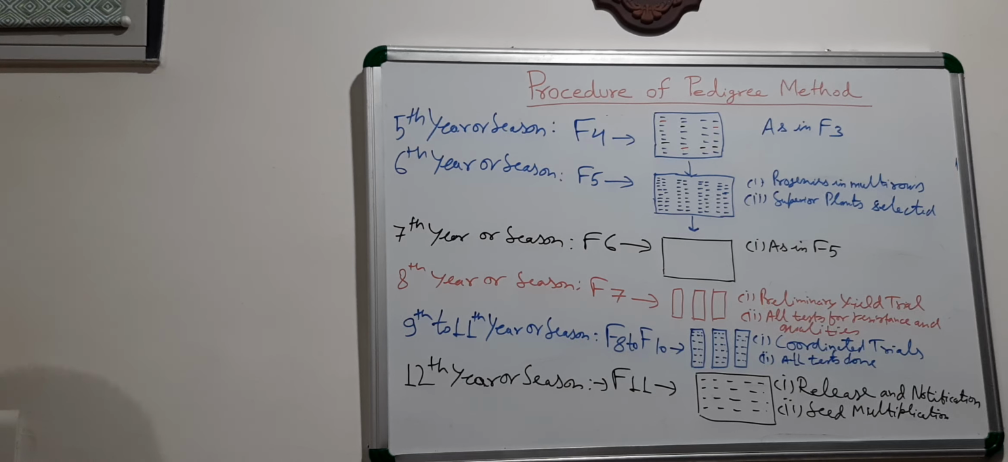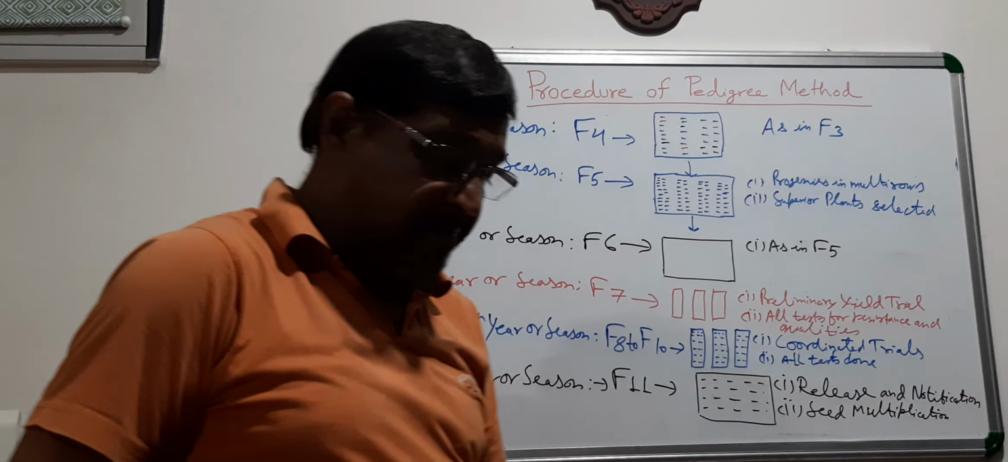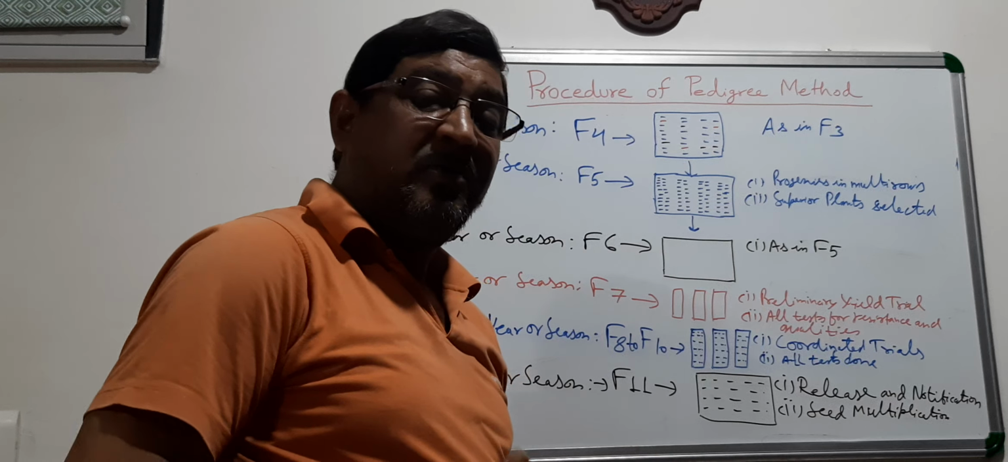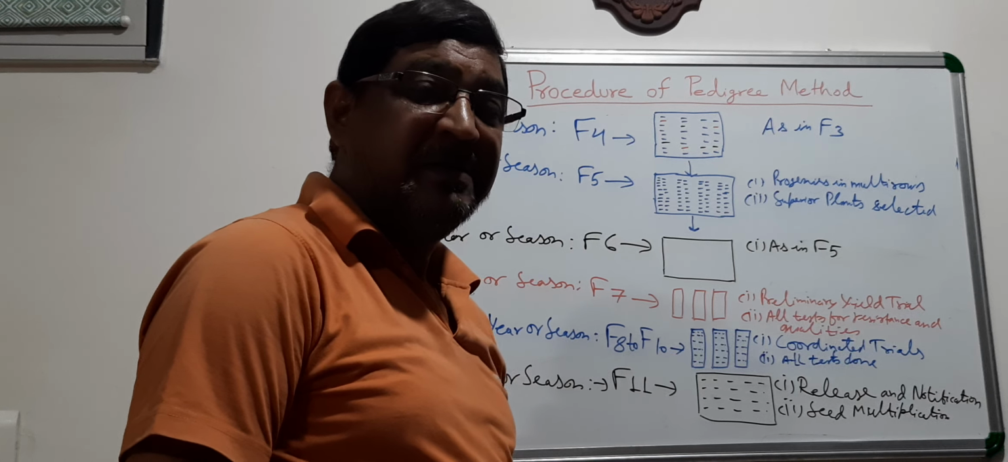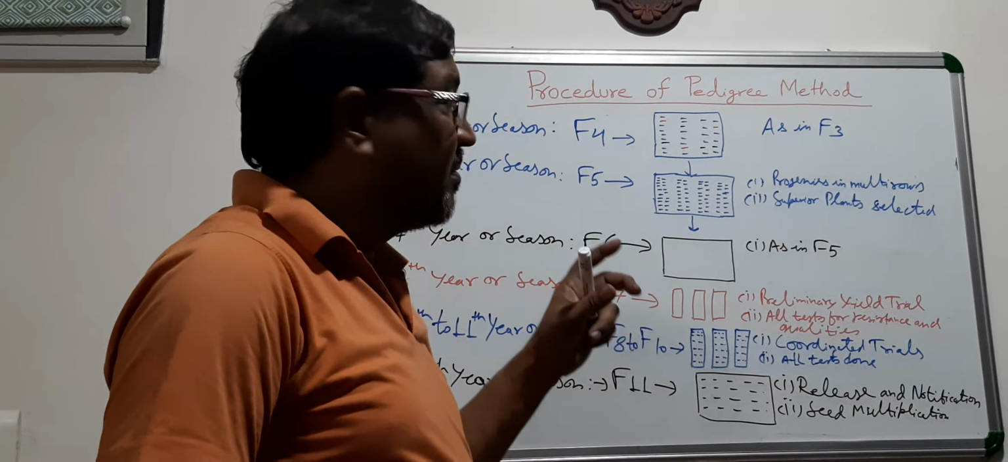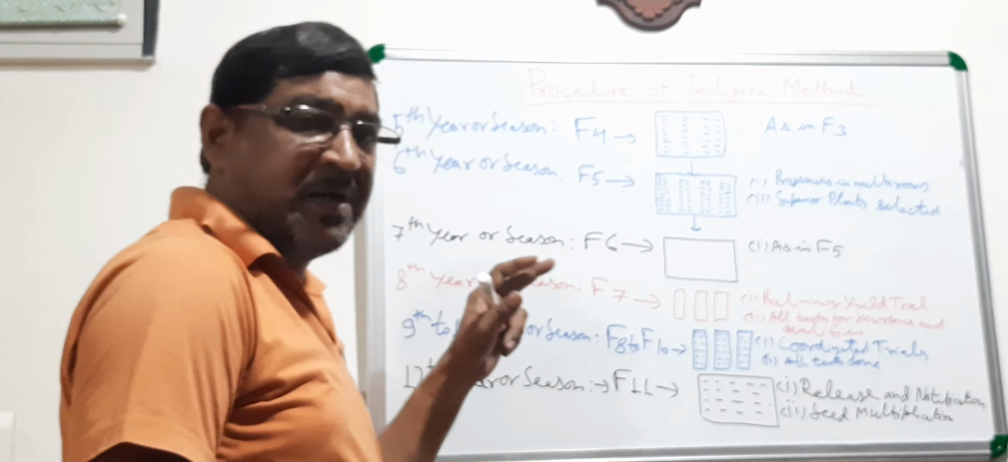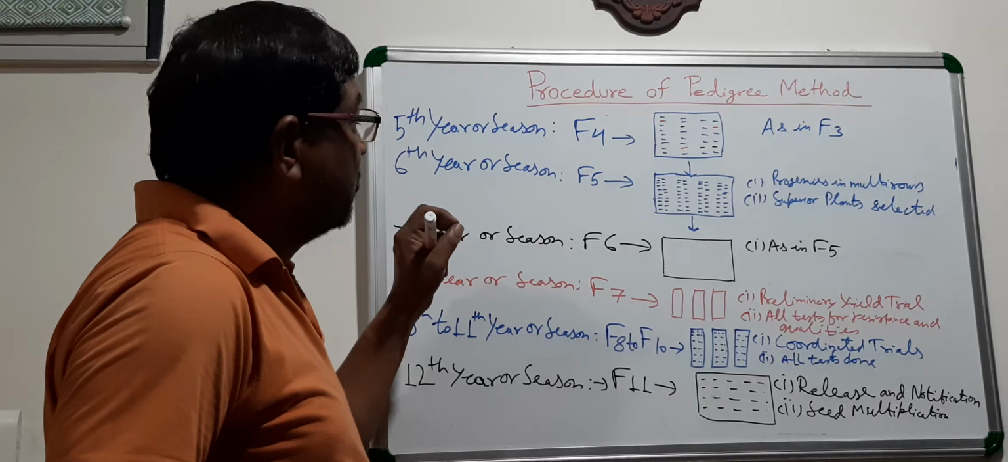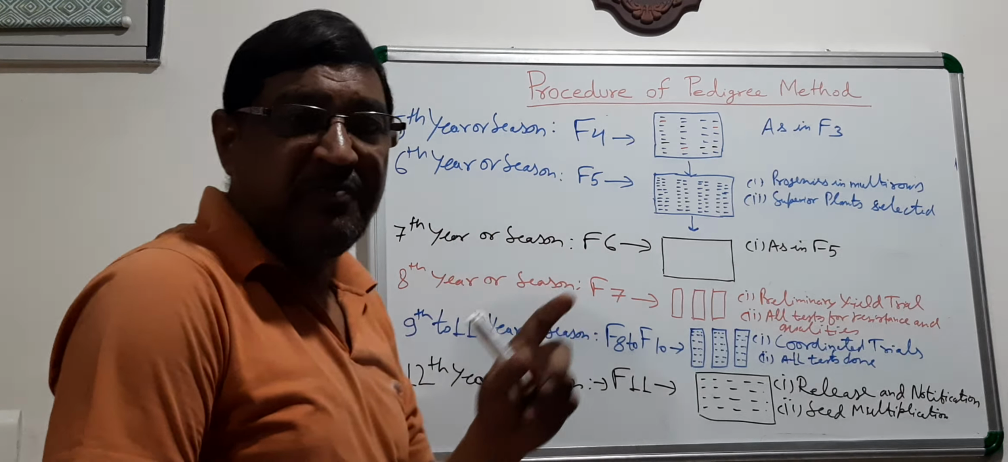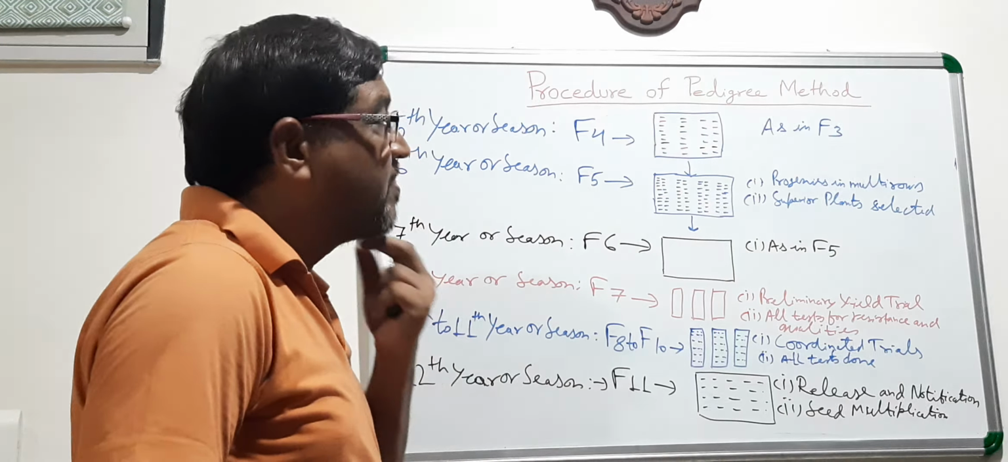So, dear students, welcome. I could not complete in my previous part the procedure of the pedigree method. Till F3 I could explain. Now I am explaining from the F4 generation. What you are doing in the F4 generation, that is the fifth year or fifth season.